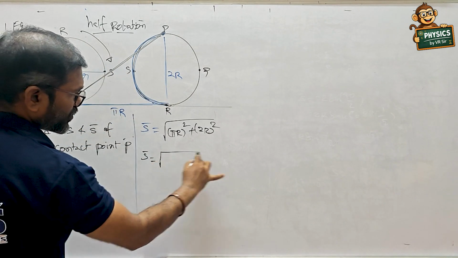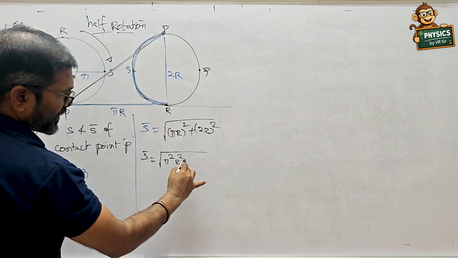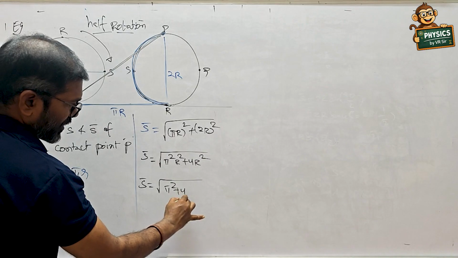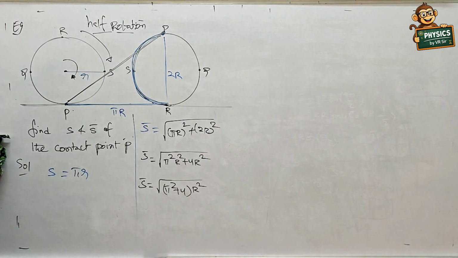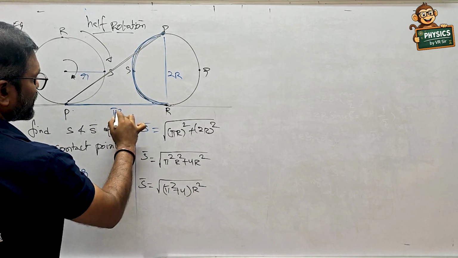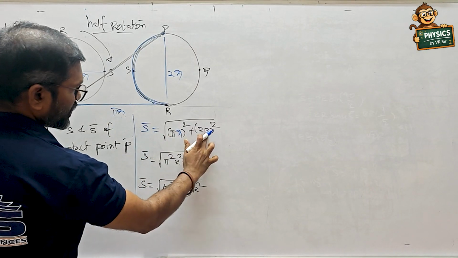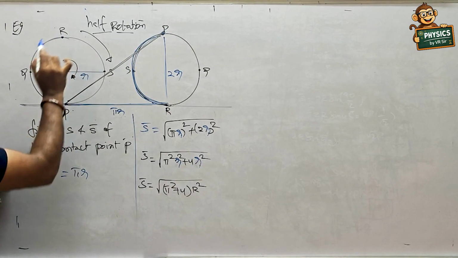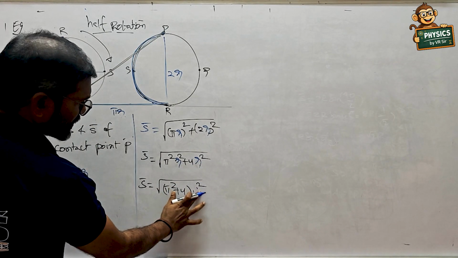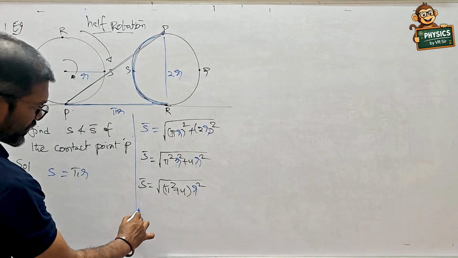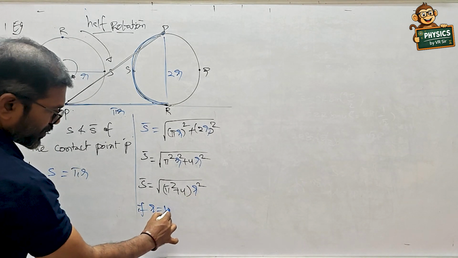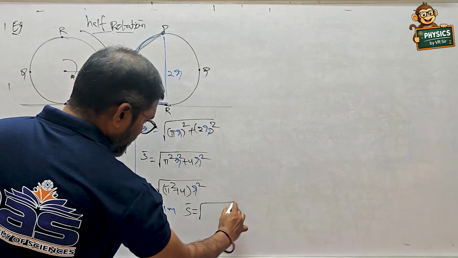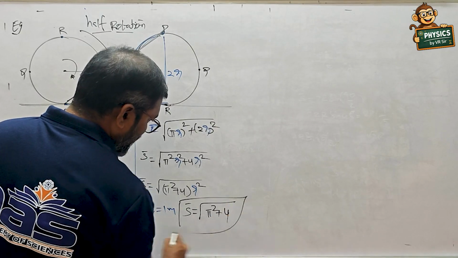Now s bar is equivalent to root over pi square r square plus 4 r square. So s bar is equivalent to root over r square, if you take common, into pi square plus 4. I'm sorry about the notation. Because I have given the notation r to this point here, I need to change it, otherwise it will be confusing. If the radius of the circle is 1 meter, suppose unit distance is given, then the displacement is root over pi square plus 4, and this is the answer.